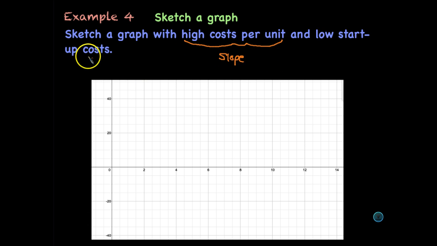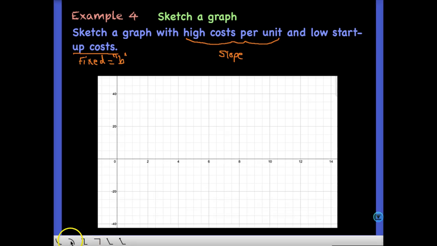Low startup costs, this represents our initial fees, right? Our initial costs, our fixed costs. So this represents our y-intercept, or b. What would that graph look like? Think about that for a second and then turn the video back on and see if you're correct.